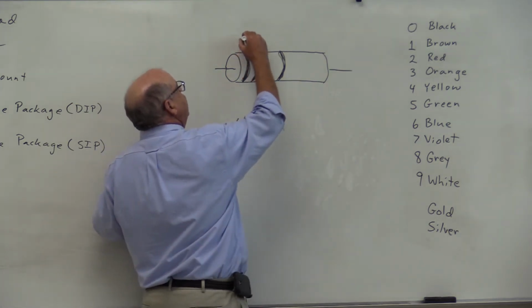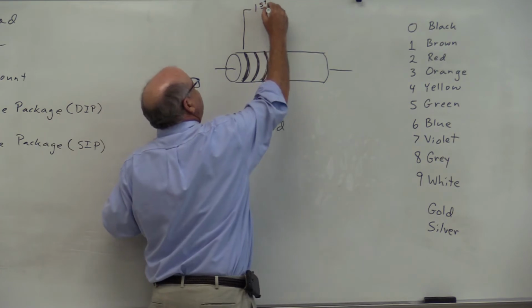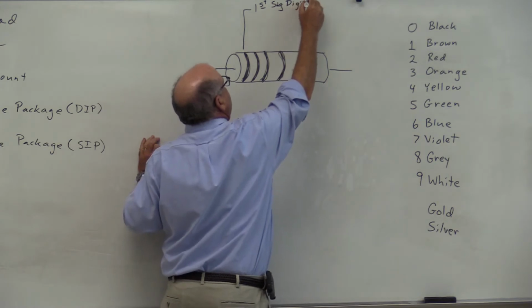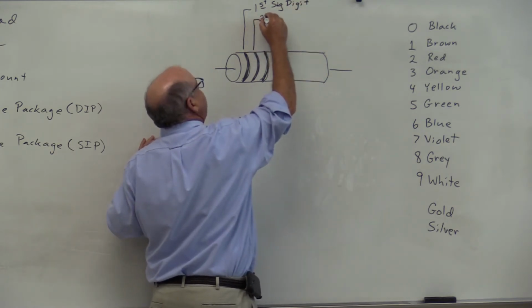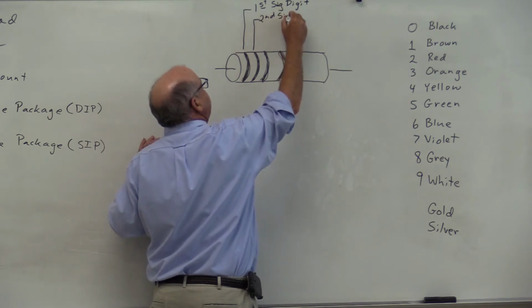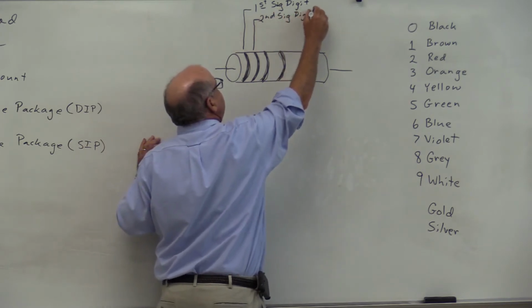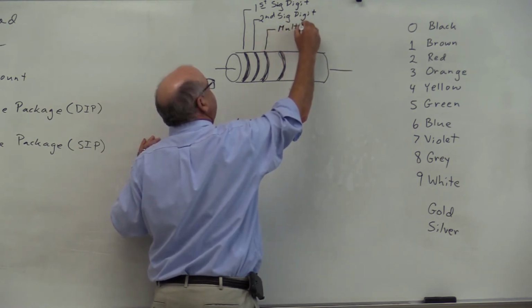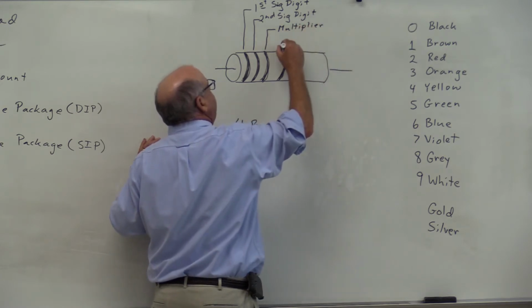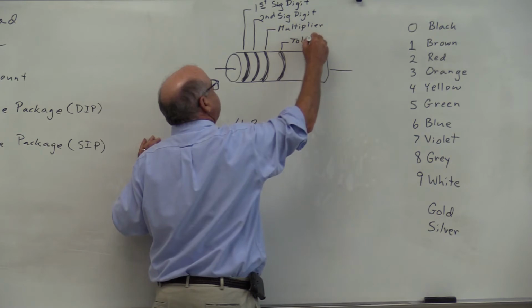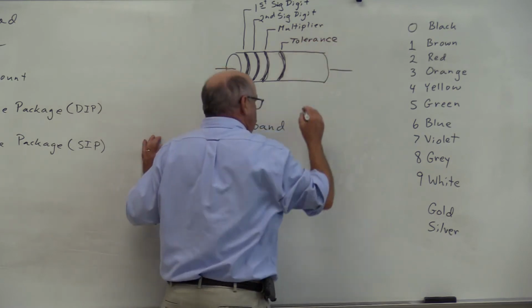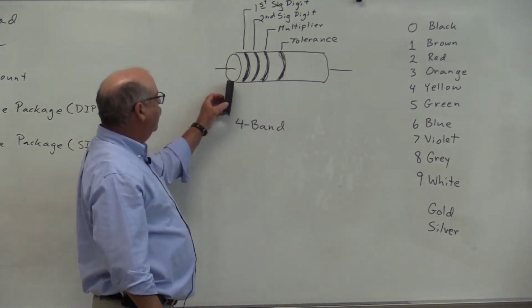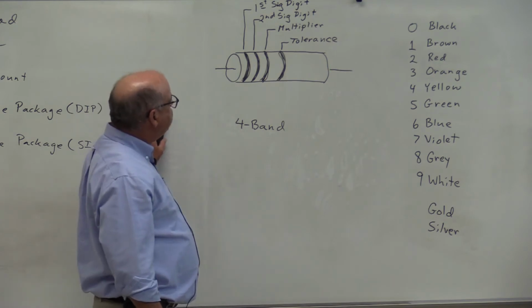So this band is the first significant digit. This band is the second significant digit. This band is the multiplier, and this band is the tolerance. We always start reading these bands from the end where the bands are closest to the end of the resistor.